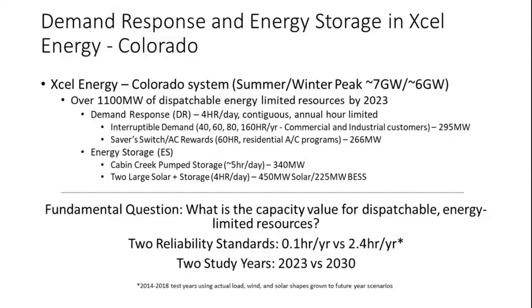The second piece of dispatchable energy limited resources we have is energy storage. And that comes in two flavors. Our Cabin Creek Pump Storage Facility, which is a 340 megawatt two-unit facility, so that's 170 megawatts each unit, and they have just shy of 5 hours per day, about 4.8. There are also two large solar plus storage facilities that we have accepted in our last resource plan, to be built and operational by 2023. In aggregate, it's about 450 megawatts of solar, and the important part here for this discussion, 225 megawatts of battery energy storage system.